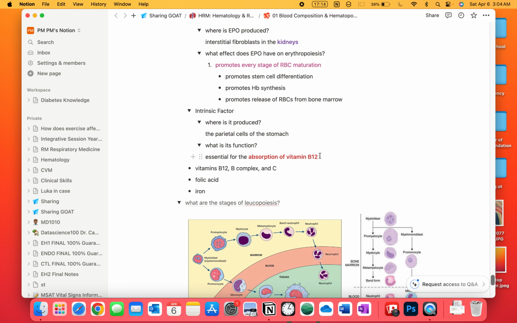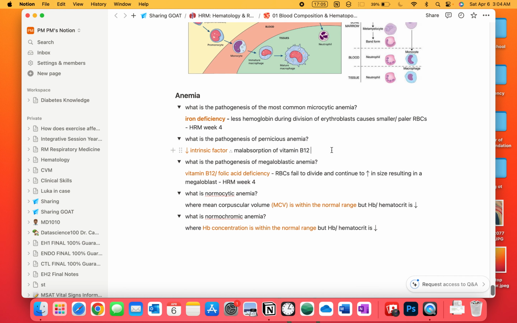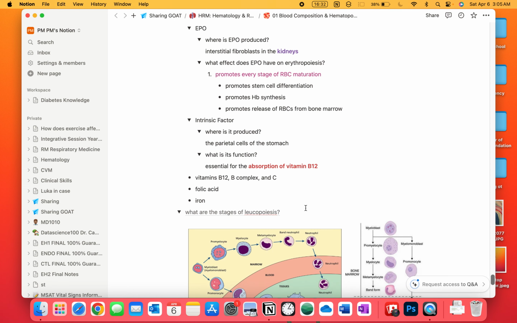In certain conditions such as pernicious anemia, you're going to have decreased intrinsic factor, so you're not going to have vitamin B12 absorption. And so that's why in megaloblastic anemia, where you have a vitamin B12 and folic acid deficiency, your red blood cells are going to fail to divide. As such, they continue to increase in size, resulting in a megaloblast. This also would decrease your hematocrit numbers. Now going back here, intrinsic factor. This is what is helping for the absorption of vitamin B12.